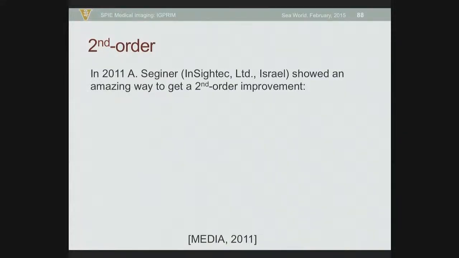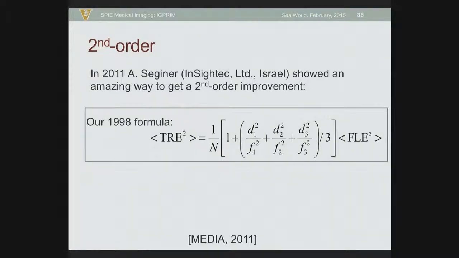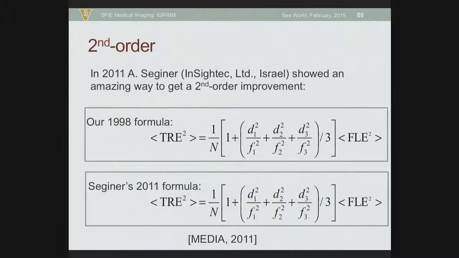There was another second-order solution. A guy named Saginer came out of the blue and went back into the blue, as far as I know. He wrote a beautiful paper giving a second-order improvement. And let me show you what he did. Here's our formula. Here's his formula. Can you see the difference?